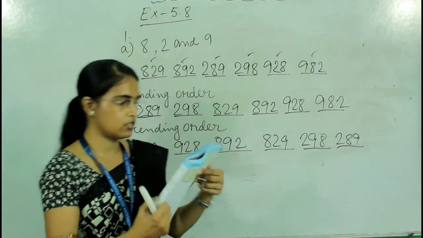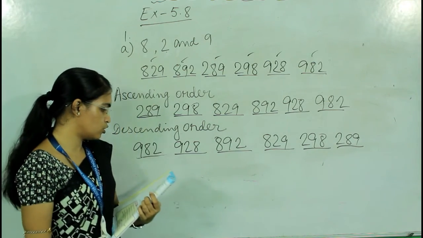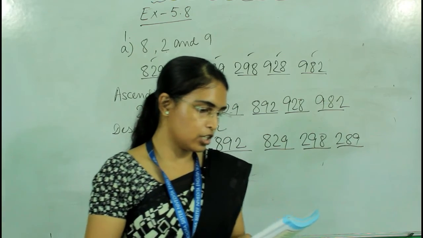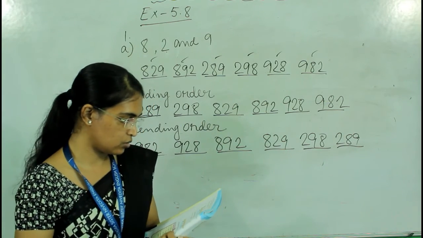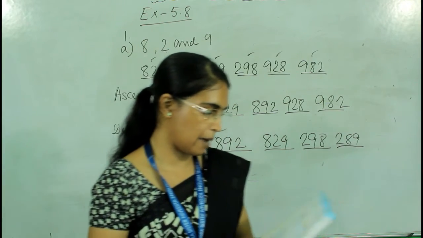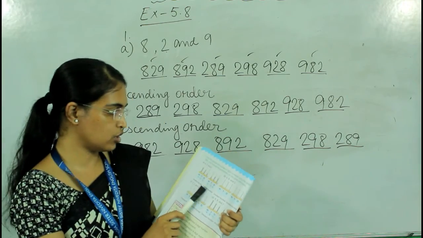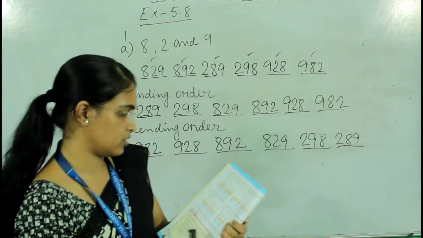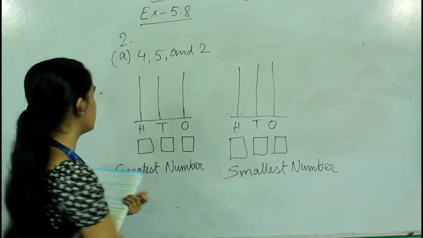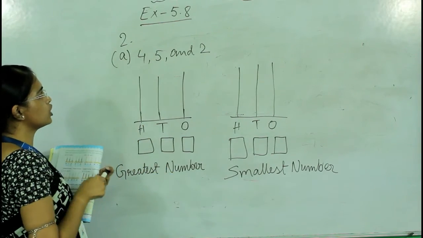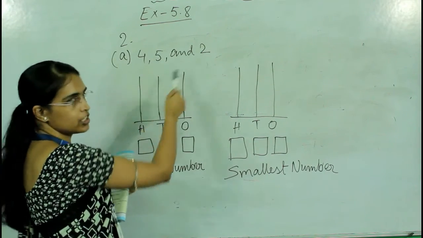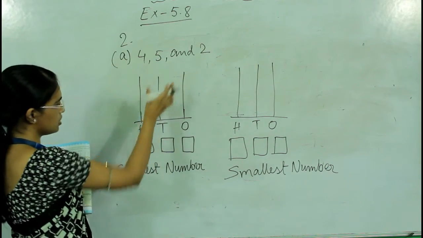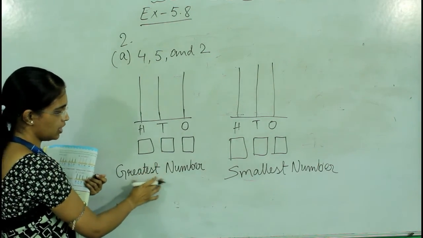Now the last part, that is question number 2. Form the greatest and the smallest 3-digit numbers using the given digits and represent those numbers on the given abacus. So there are 2 abacus. You have to put the digits and find out the greatest number and the smallest number. Okay, now look here. In question number A, we have 3 digits, 4, 5 and 2. First, we have to put these digits in this abacus in the greatest number.